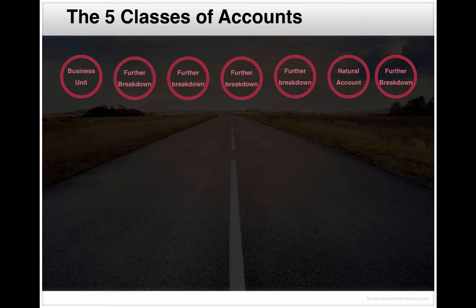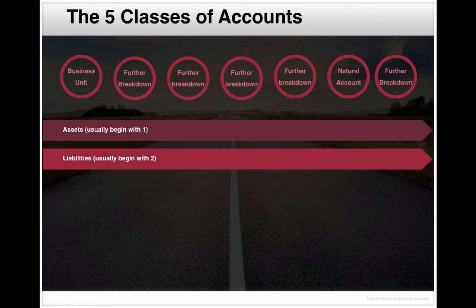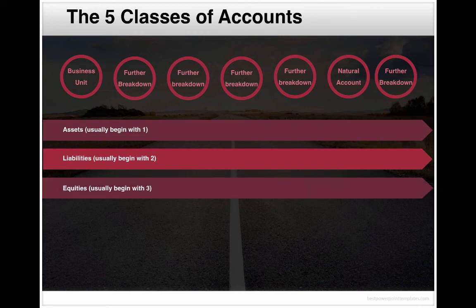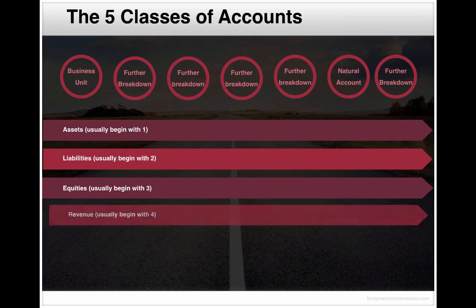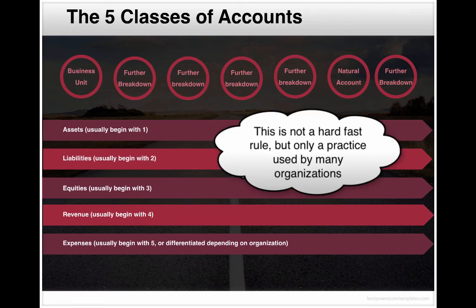Now back to the natural account. When we talk about the accounts, of course, we're talking about the assets and the liabilities and the revenues and expenses and equities. Typically, the asset accounts will be a numeric code beginning with the number 1. The liability accounts usually would begin with the number 2. The equities usually begin with the number 3. Revenues begin with number 4. And expenses might begin with 5, or they might begin with 6, depending on how the organization chooses to designate various different expenses.